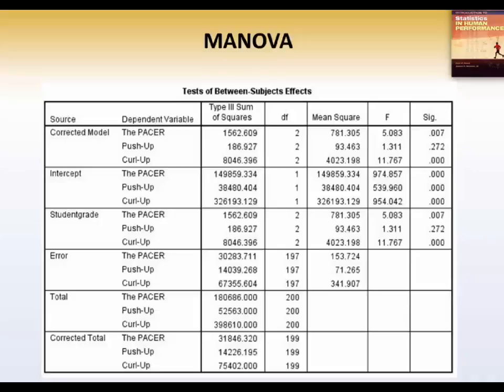Think about it this way. The omnibus or overall test, the MANOVA test, said there's something going on with this package. After you've learned that there's something going on, you can then go back in and do univariate tests, and that's most often done to find out where those differences are. In our case, if you take a look at the student grade effect, we have univariate tests for the PACER, the push-up, and the curl-up.